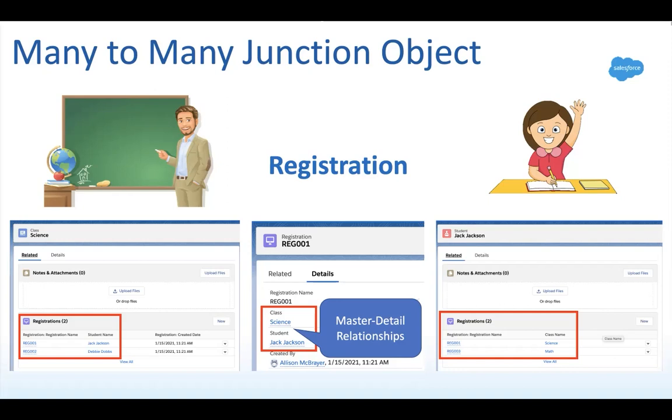All right, so many-to-many needs a junction object. Your junction object becomes the detail record of your two master records, which is class and student. Now you'll notice that the related list here doesn't say class or student. It says registration, which is our junction object. But you'll notice it gives me the information I need. So even though the related list says registration, on the class record, it's showing me the name of the student. And on the student record, even though it says registration, it's showing me the name of the class.